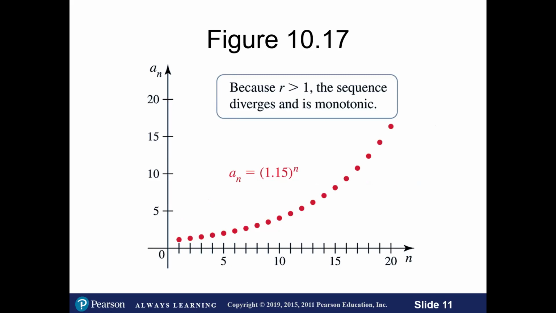Finally, another example of a geometric sequence: 1.15^n. Since the ratio r is greater than 1, the sequence diverges. It's monotonic, it's increasing, but it diverges in this case. It does not have an upper bound.